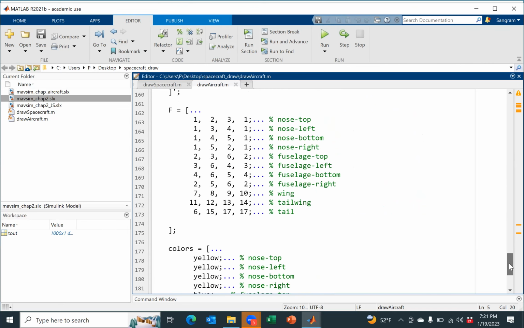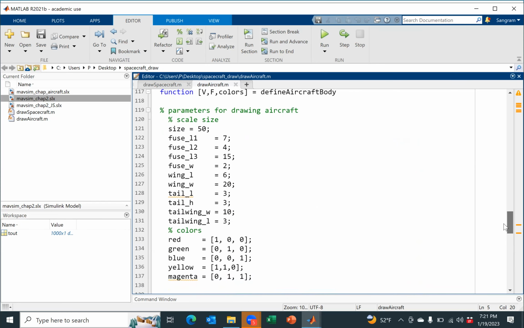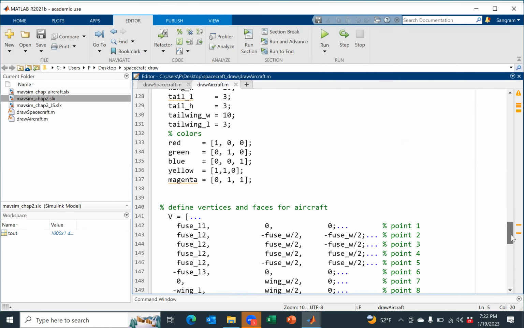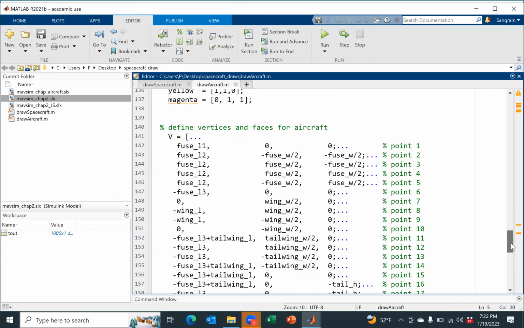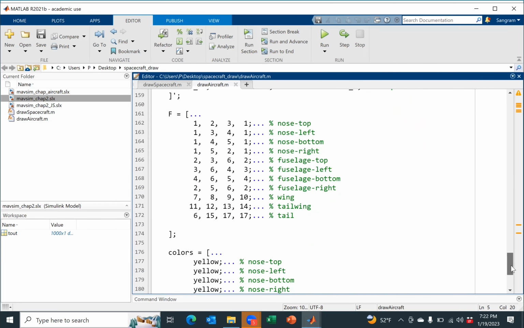So the only code that you will have to change is this function, and I did not change the rest. Size 50 is just to scale the aircraft. You can change the scale to 25 or 10, which will make your aircraft bigger or smaller. Then define all these lengths. I just added these colors so that the aircraft looks nice, but you don't have to add them. MATLAB will just draw it in blue. And then you have these vertices and faces, and the last is the coordinates of those points.